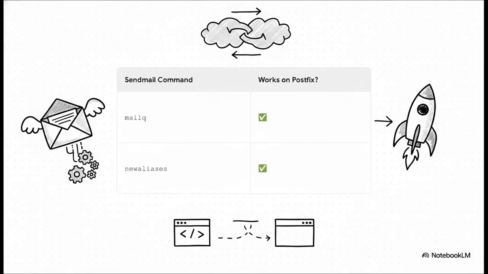And that actually brings us to a really neat bit of Linux history. See, because Sendmail was the undisputed king for so long, the newer MTAs like Postfix actually built in a compatibility layer. This means that those classic Sendmail commands we just talked about, like mailq and newaliases, will work perfectly even on a Postfix system. It's an awesome feature that makes life so much easier.